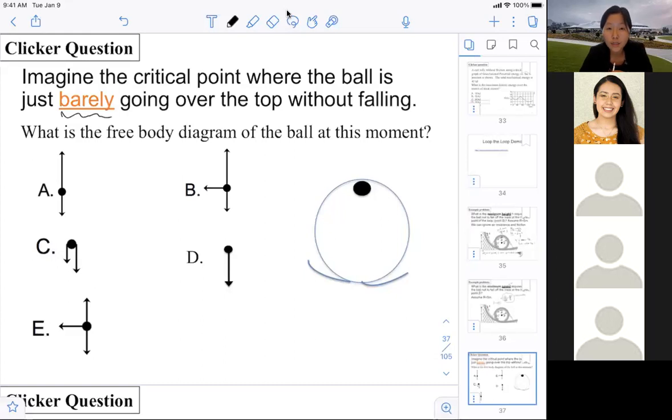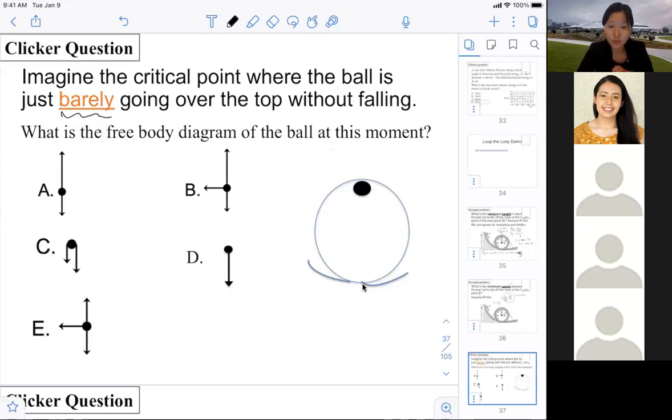All right, let's go for another 10 seconds if you haven't voted already. 10 more seconds. All right, any last minute vote? Okay, let's close this and we'll take a look.